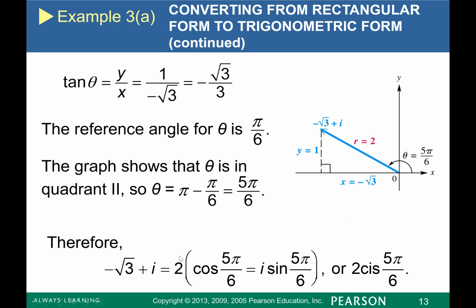Okay, so here's the R we found, which is 2. 2 times cosine of theta, which is 5 pi over 6. This should not be an equals, it's plus I sine of 5 pi over 6. This is another way of writing that: 2, the R goes in front, cosine of 5 pi over 6 plus I sine of 5 pi over 6.